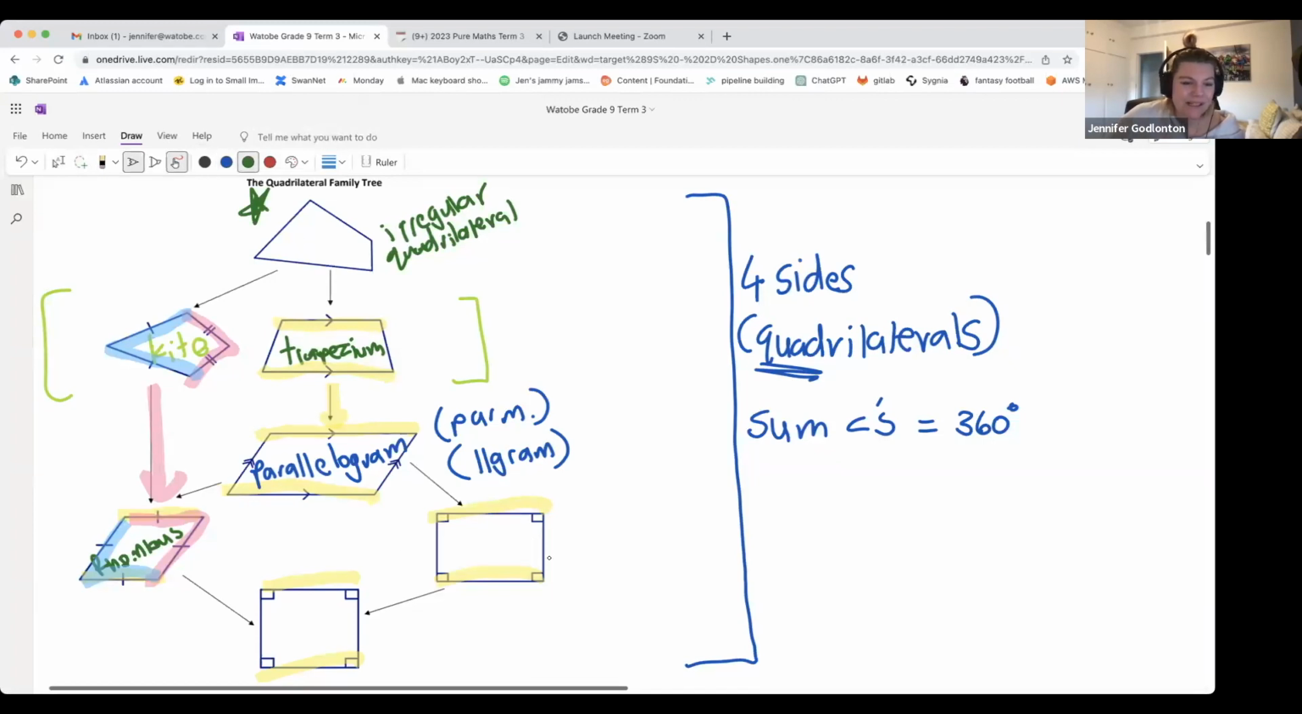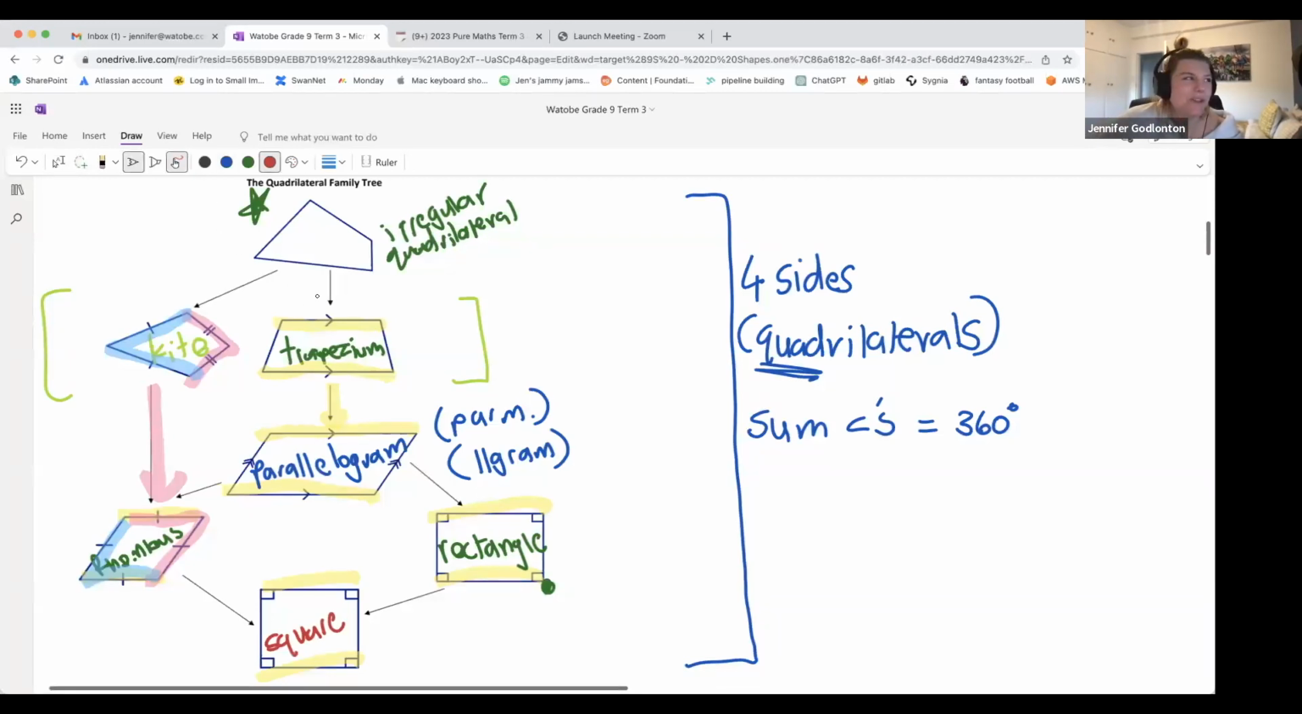Nice. What is the shape down here? The one that's to the right of the parallelogram. Yes, good. Okay. And our last most special shape is a square. Okay.